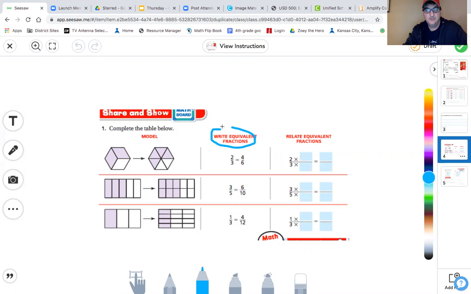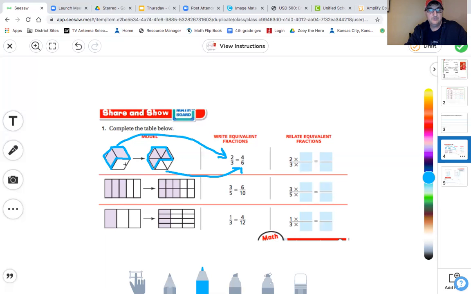If you remember, hopefully you remember from other lessons, equivalent fractions are fractions that show the same part of a whole. So for example, over here, this shows 2/3, right? And then this one shows 4/6. And what you can see is that they both show the same part of the shape colored in, the part that's colored kind of light purple here.